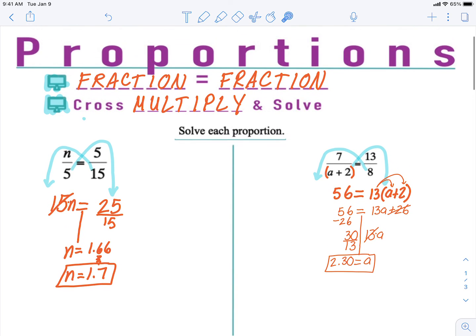Short, simple lesson today, right? These are proportions. So remember, fraction equals fraction, and we cross multiply. Make sure you took all the notes. Make sure you write every single one of these steps when you're doing your work, and you will receive full credit for your assignment. Thank you.